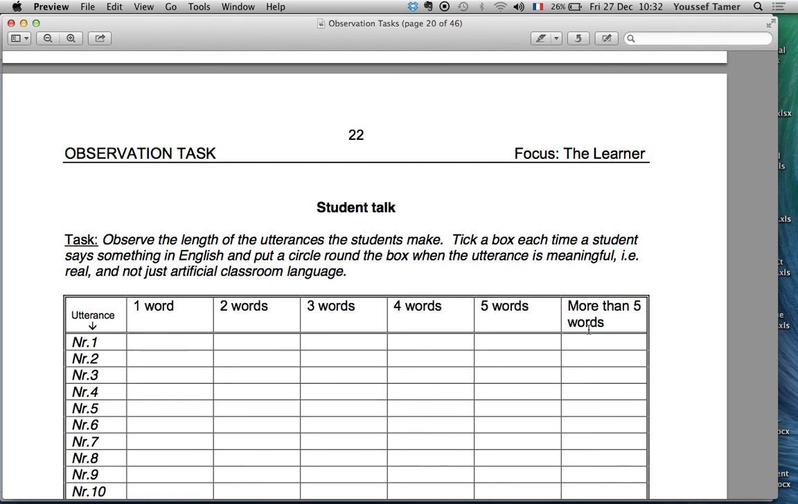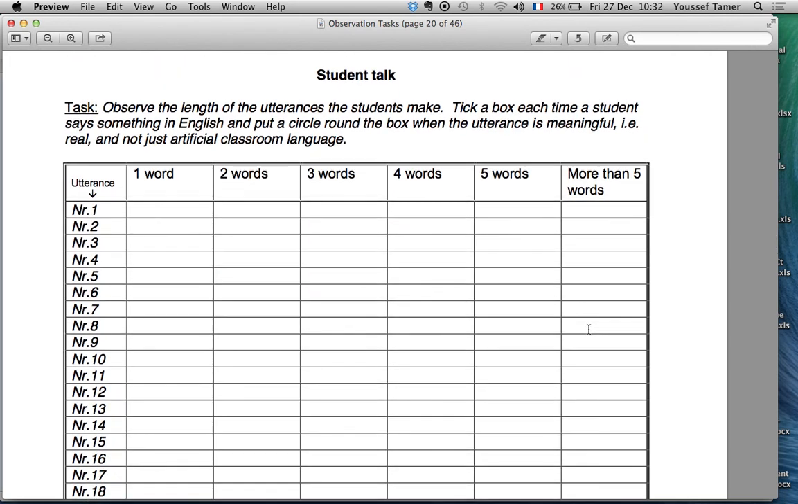Student talk time. Another area that you can observe, which should be maximized for sure, not what I'm doing now. Observe the length of the utterances the students make. Tick a box each time a student says something in English and put a circle around the box when the utterance is meaningful, real, and not just artificial classroom language, okay?